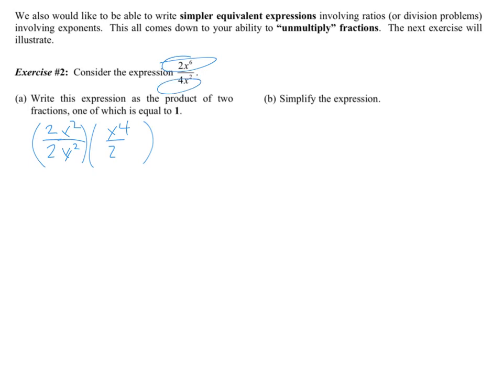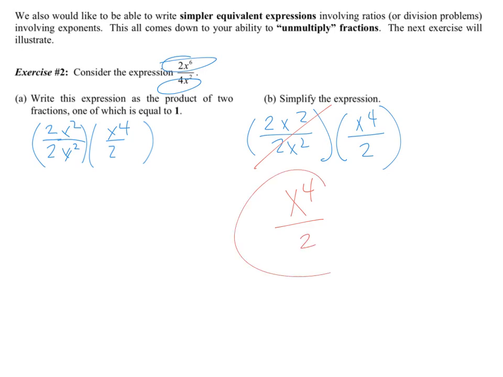So now we're going to simplify the expression. So obviously, if I have 2x squared over 2x squared, and I have x to the 4th over 2, is it true that this becomes 1? And all that we are left with is x to the 4th over 2. Yeah, it is. So that is simplified.